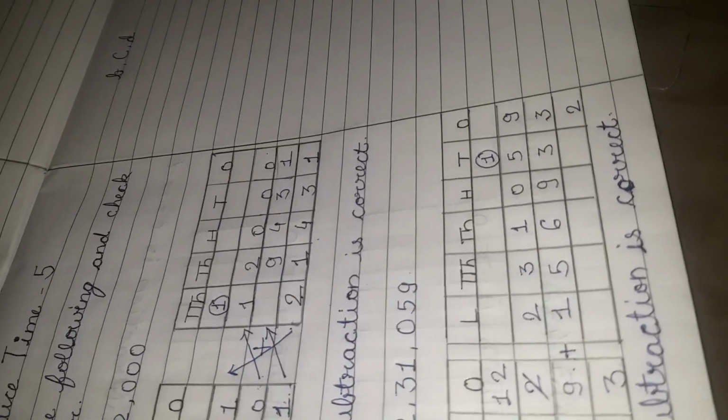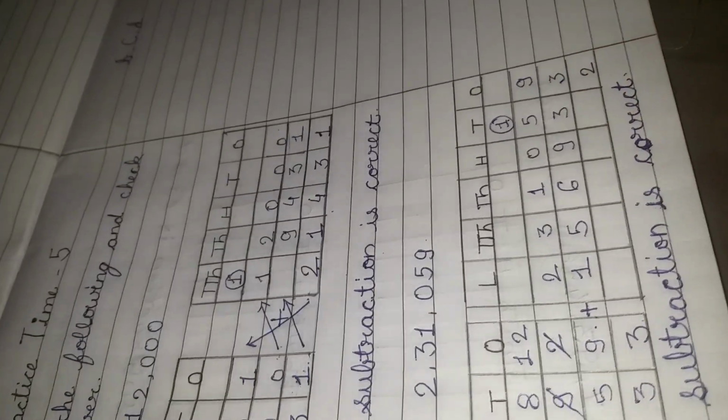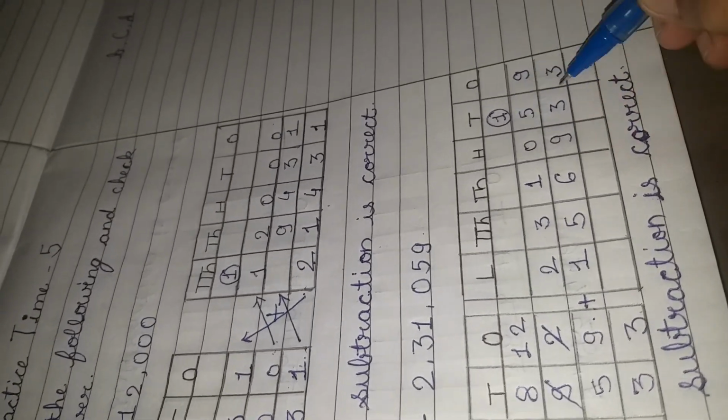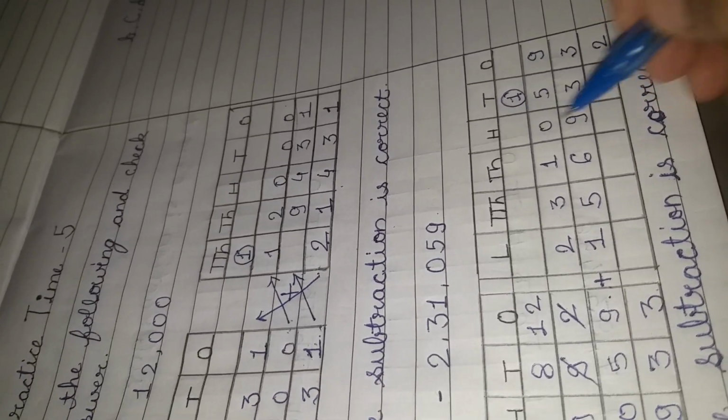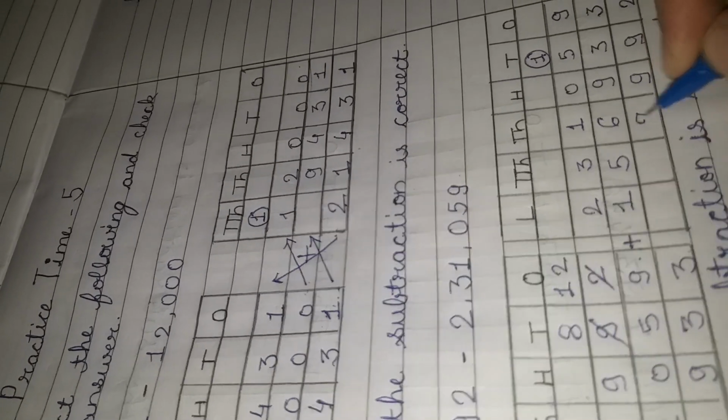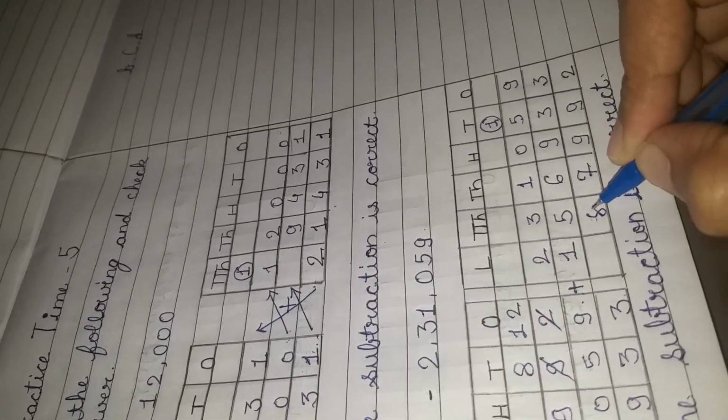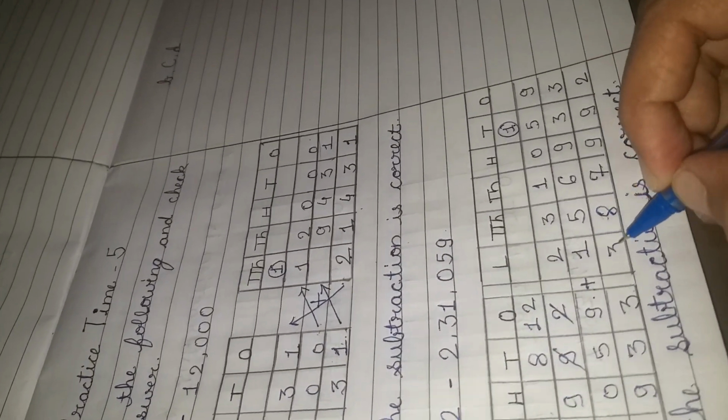So 2 we are going to write, 1 will be carry over. 5 plus 1, 6. 6 plus 3, 9. 0 plus 9, 9. 1 plus 6, 7. 5 plus 3, 8. And 2 plus 1, 3.